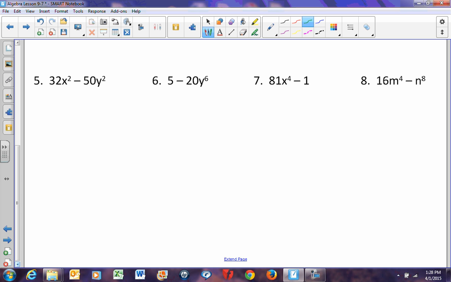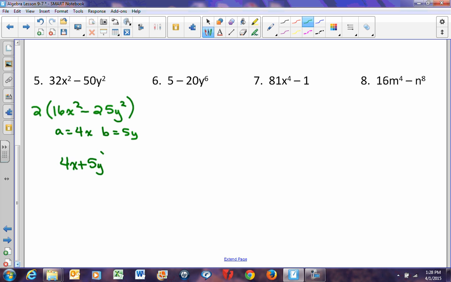32x squared minus 50y squared. Wait, you say, those are not perfect squares. They're not. Can you take something out of it? Yes, I can take a 2. If I take a 2 out of 32, I'm left with 16x squared. If I take a 2 out of 50, I'm left with 25y squared. Now they're perfect squares. My a term is 4x, my b term is 5y. So I will have 4x plus 5y times 4x minus 5y. And don't forget you took a 2 out of it, so put the 2 back into it.